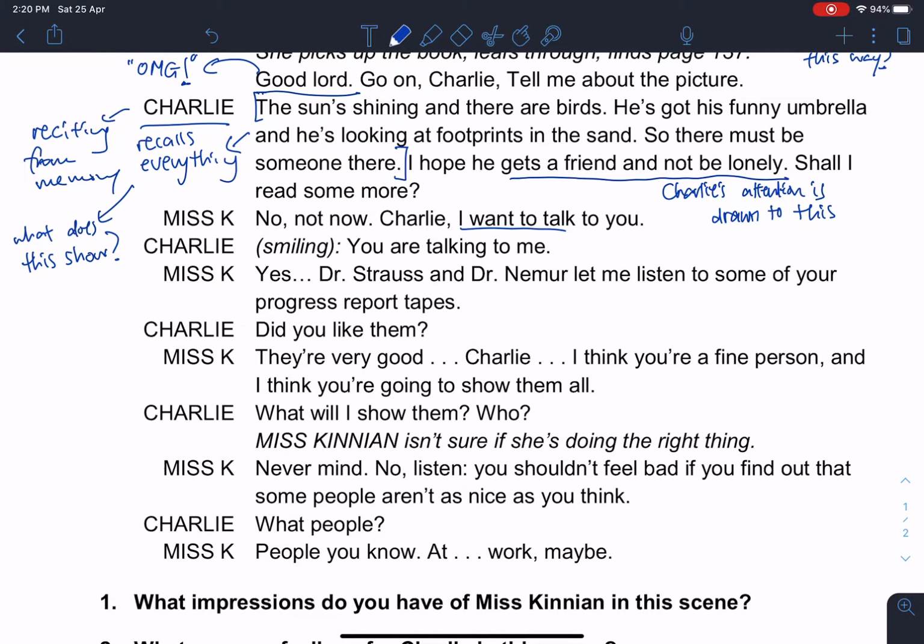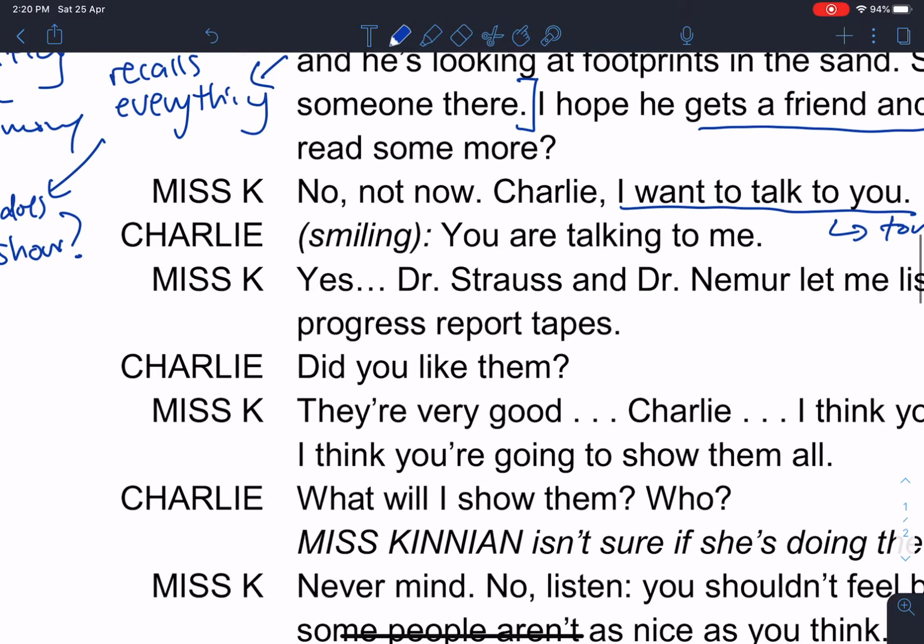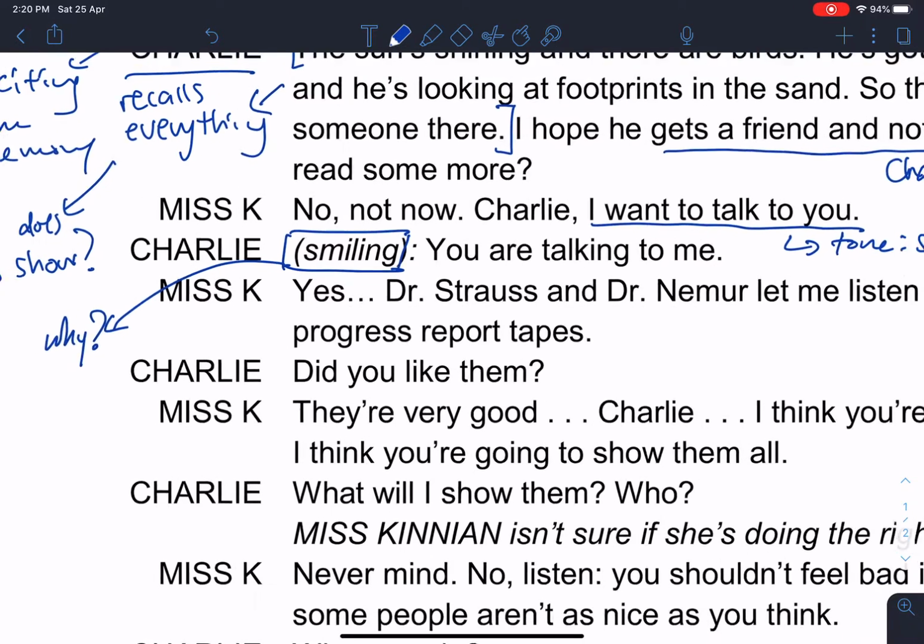So what is her tone? She sounds serious. So again, the question you need to ask yourself is why? Okay, what is she so serious about? How come she's like, oh no, I need to talk, okay? Charlie is smiling, okay? So why? Okay, obviously he is happy, but what is he happy about?